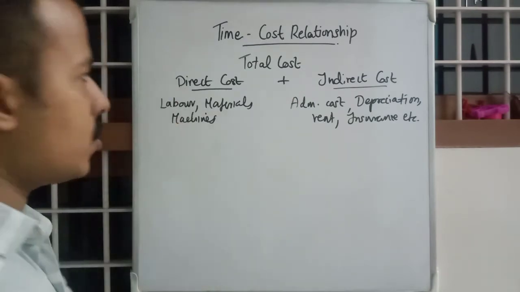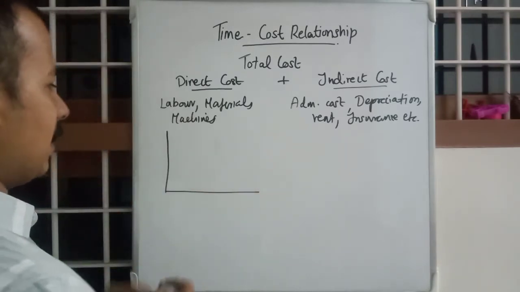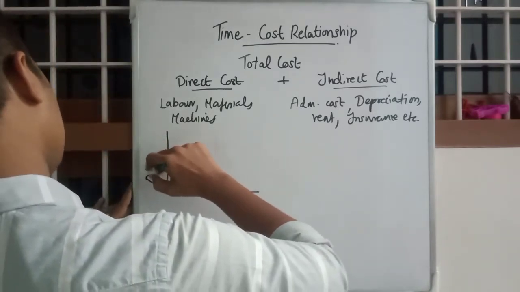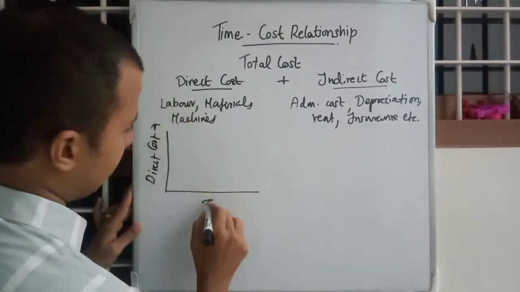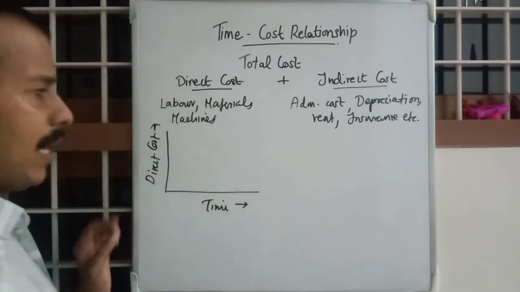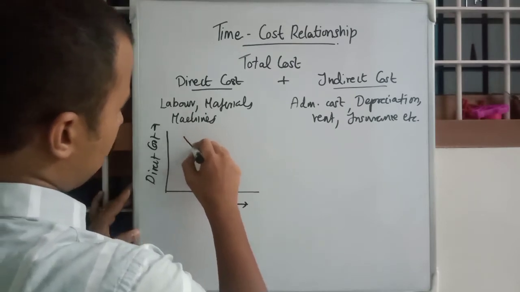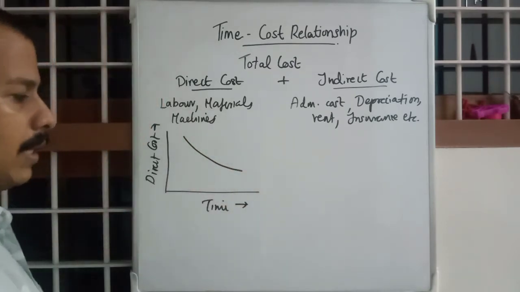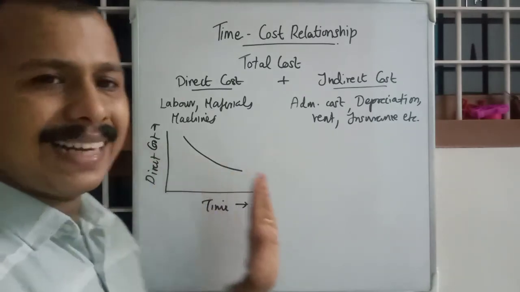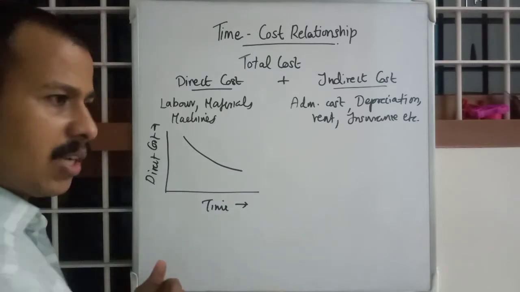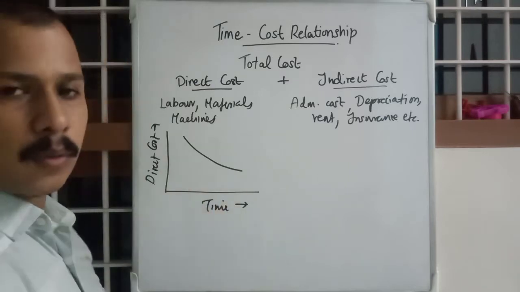Okay, so direct cost, if you may do a graph like this with direct cost in y-axis and time in x-axis, direct cost will vary something like this. Okay, as the time increases, direct cost will be decreasing. Okay, so we extend our time so that we will be more flexible on direct cost.